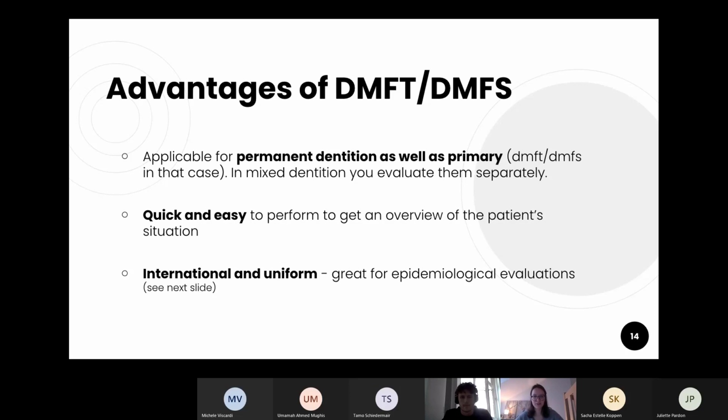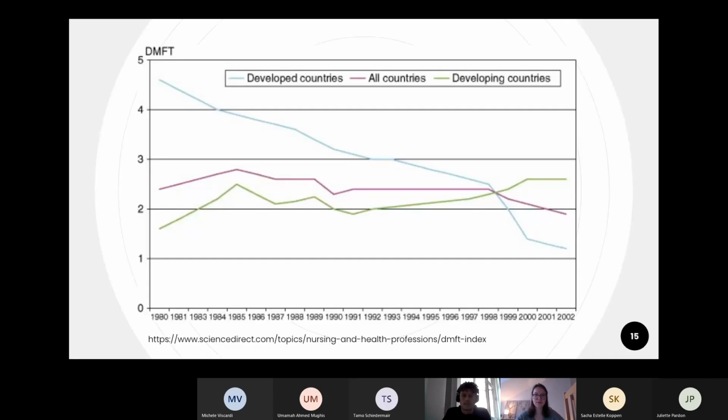Then it's international and uniform, so everyone uses the same procedure and the same letters or the same numbers. And this is good for epidemiological evaluations, like you can, for example, see in this chart how developed countries have decreased their DMFT from almost 5 to nowadays around 1. So yeah, because every country is using the same index, you can gather this information together.